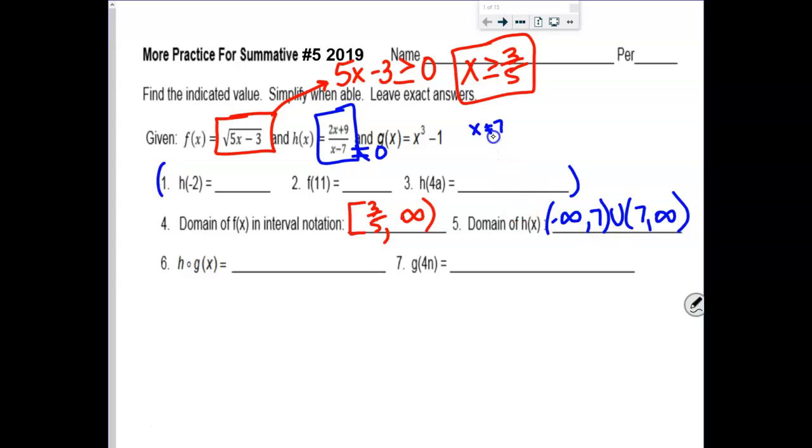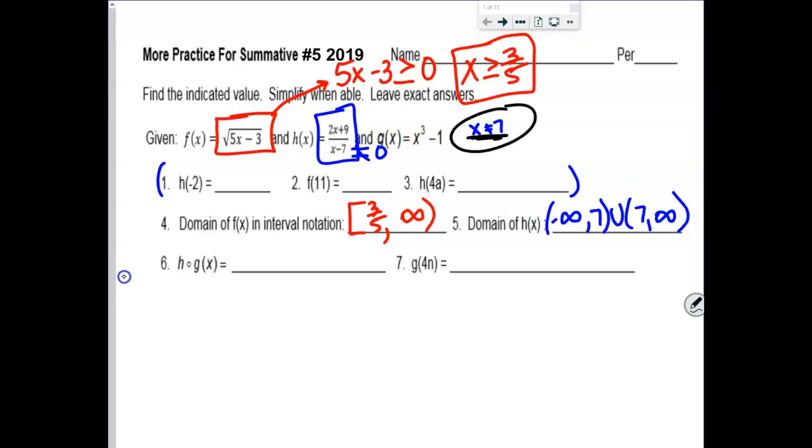If I have to include everything except for 7, that means everything else is in the domain. So you would start at negative infinity, and then once you hit 7, you don't include it, and you jump over to the other side of 7 and continue on that side of 7 forever. So I'm making a list of everything that does work rather than the things that don't work. Does that make sense? Okay.